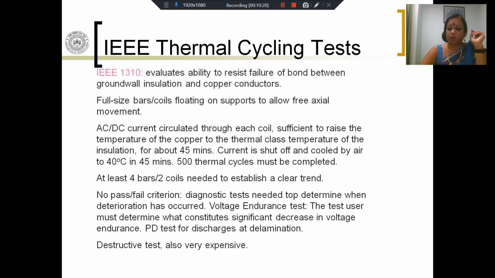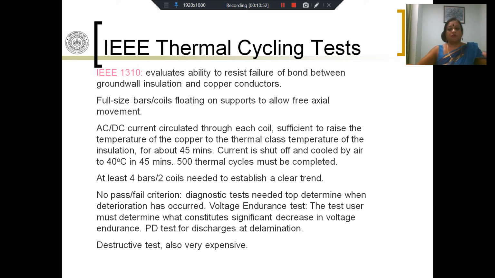One test could be voltage endurance. You apply voltage, and if you see a sufficient decrease in the breakdown voltage, you decide what is sufficient, and I mean that will come from experience or from the standards, that is, is it sufficiently lowered to indicate that this kind of failure process has rendered the bar ineffective to be used in insulation. Or you might be looking for a PG test to find out whether delamination has occurred. But this kind of test is a destructive test, and it's an expensive test.